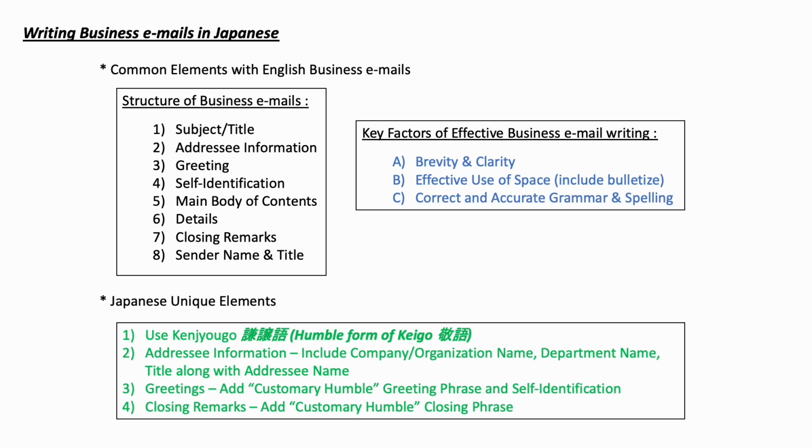Let's now look at an example of a business email in both languages and look at the actual commonalities and differences.